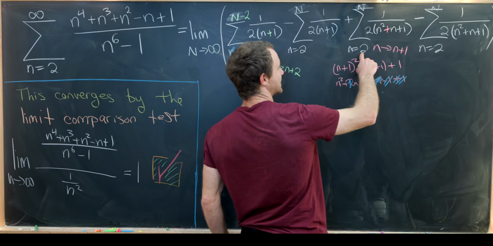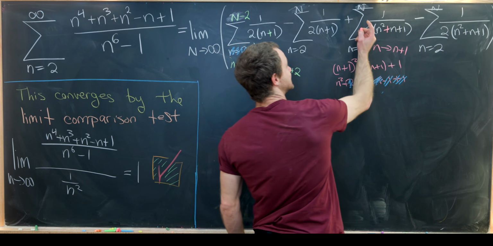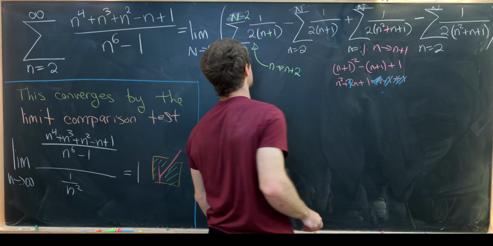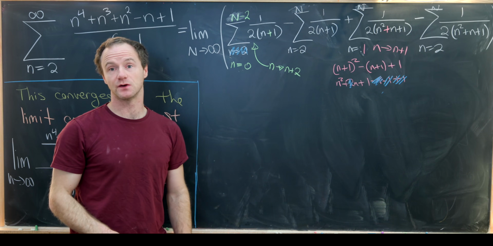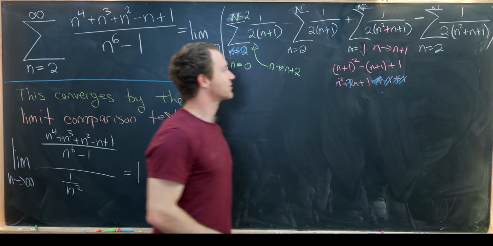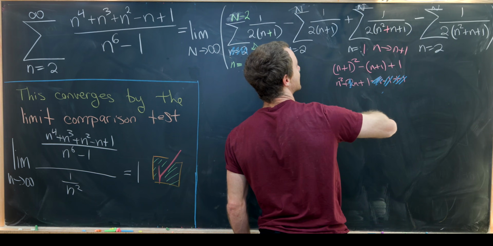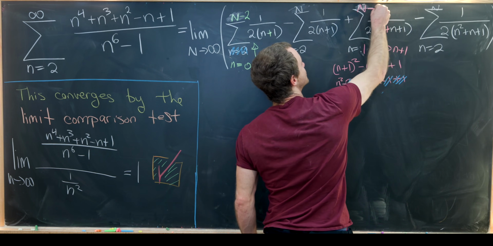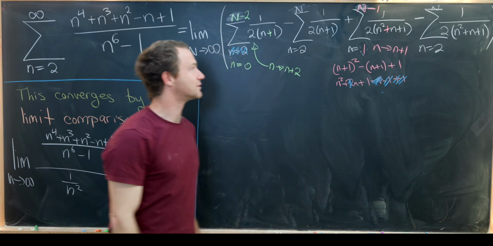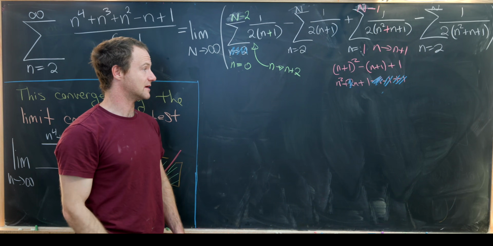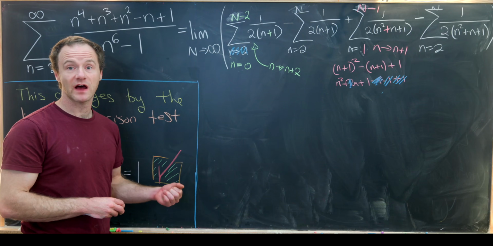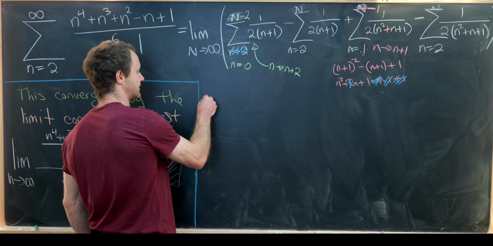So if n plus 1 equals 2, that means n is equal to 1. So my new starting point is 1. Then furthermore, if n plus 1 is equal to capital N, then n is equal to capital N minus 1. So my new ending point is capital N minus 1. Now that we've gotten all that taken care of, let's start some simplification.